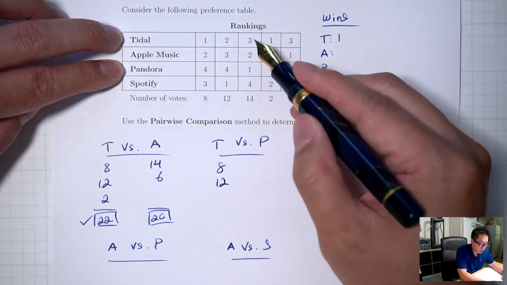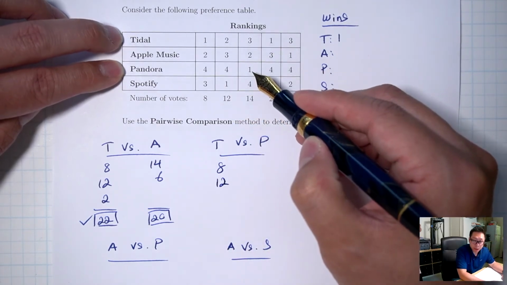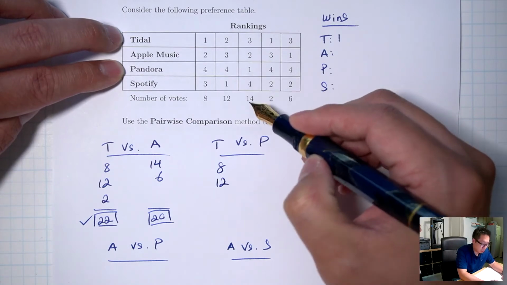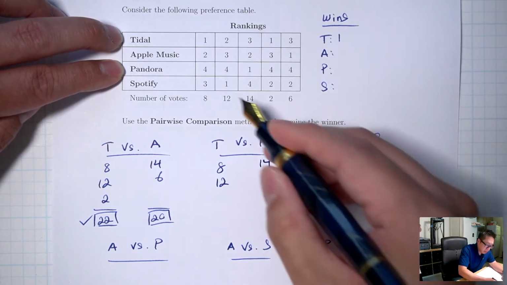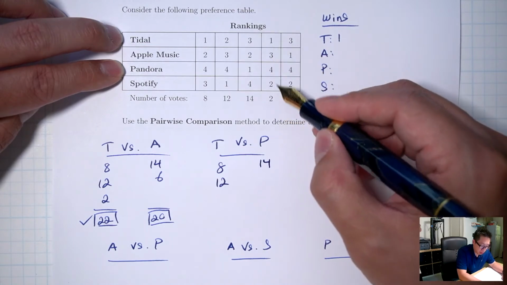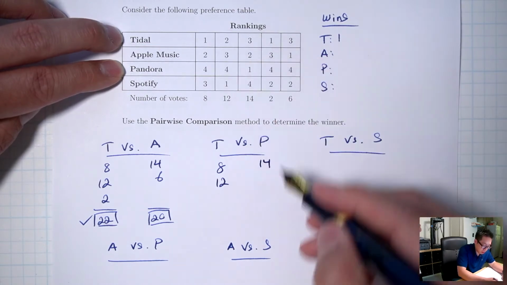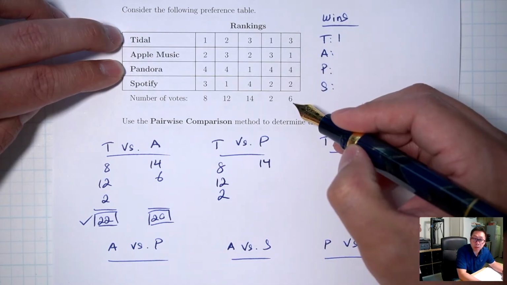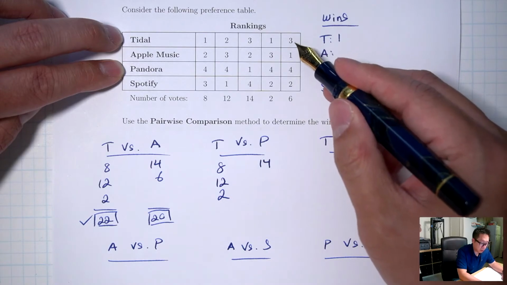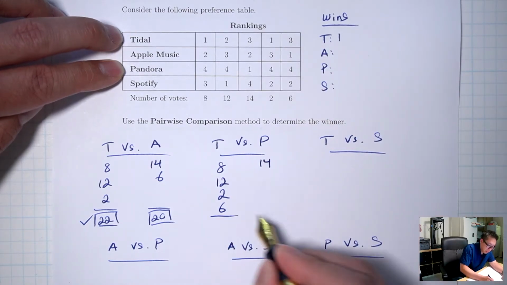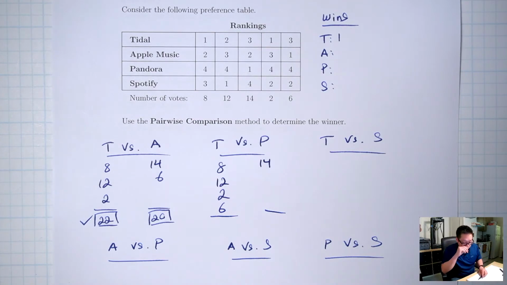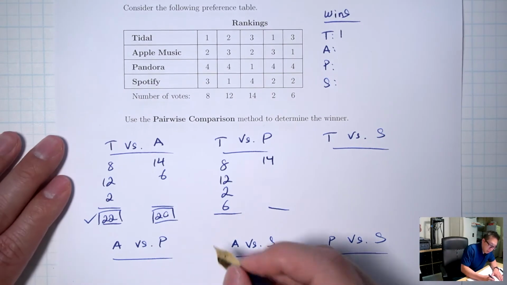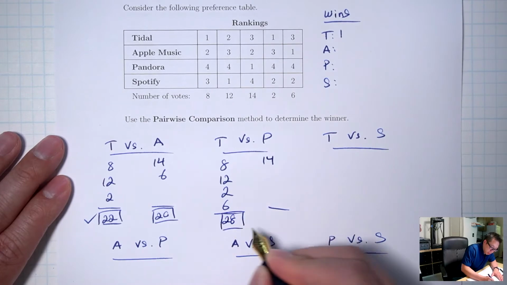Next up is 14. This is 3 versus 1. Remember, lower rank means that they like it more. So these 14 will go to Pandora. 2, 1 versus 4. These 2 will go to the lower rank, which is the 1, so Tidal. And 6. This is 3 versus 4. These 6 will go to Tidal, the 3. Okay, 8 plus 12 plus 2 plus 6, that's 28. And that's just 14.